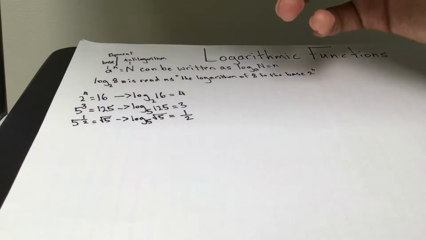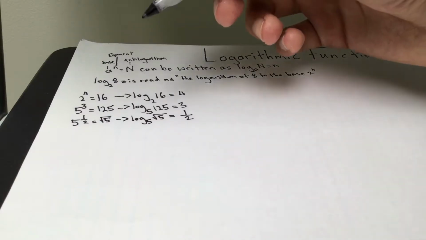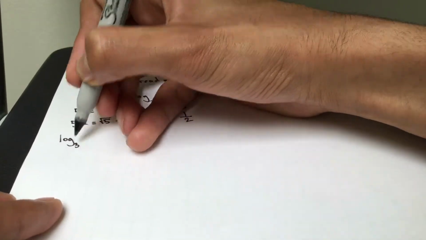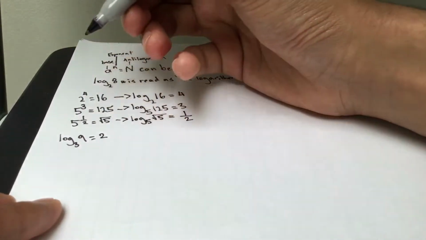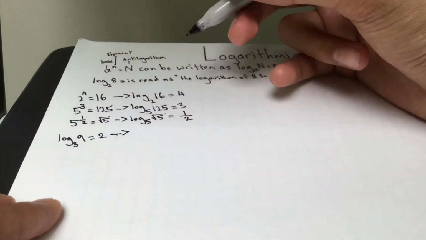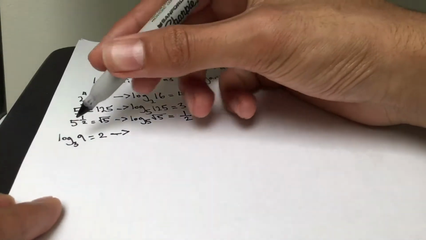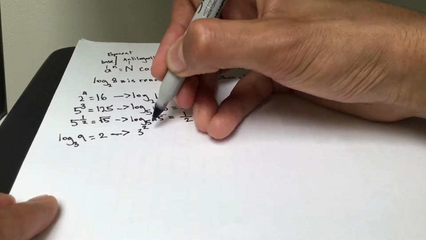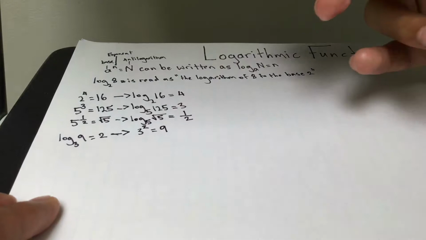Okay, so now let's do the reverse. Say we have log 3 of 9 is equal to 2. So now let's change it to our exponential form. It's read as 3 to the power of 2 is equal to 9. So 3 to the power of 2 is equal to 9.